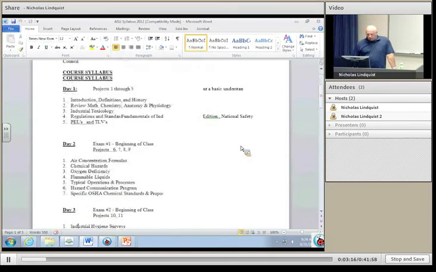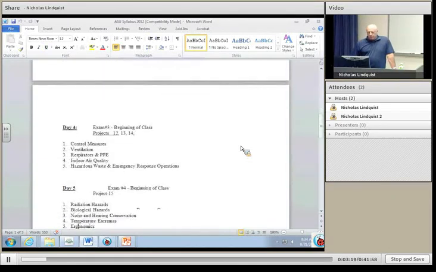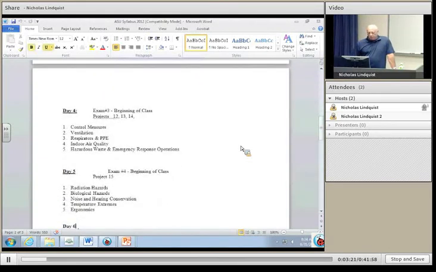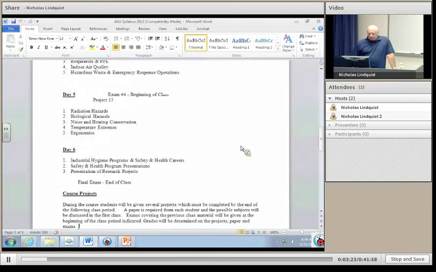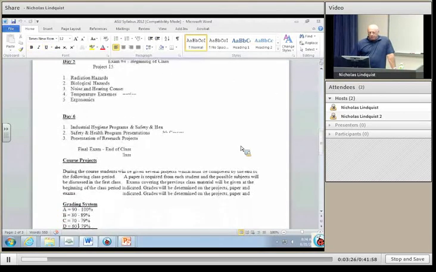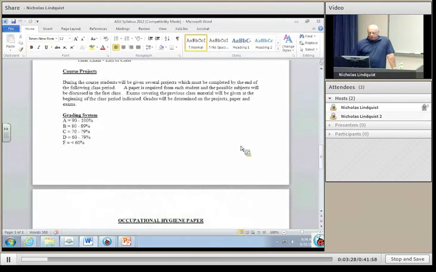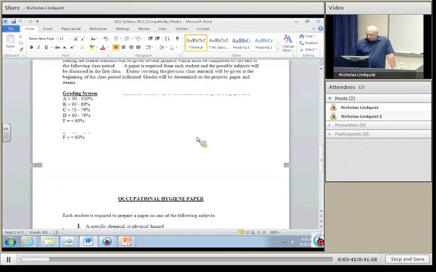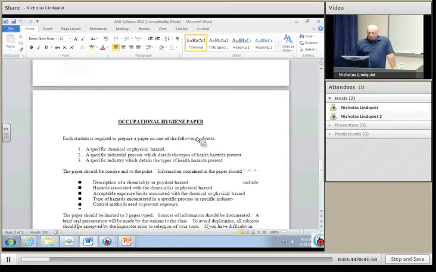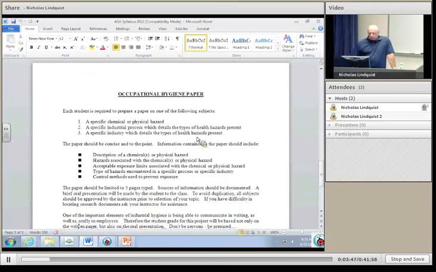And another component of the class, besides the exams that you'll get and the projects, will be to prepare a paper. As you can see here, you can prepare it based on any kind of chemical or physical hazard. That would be a specific chemical, mercury, benzene, toluene, whatever chemical you have an interest in. Or you can do a physical hazard. We talk about physical hazards such as noise, heat stress, radiation, and those types of things.